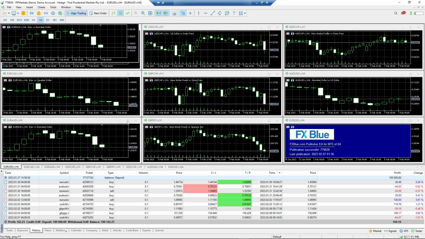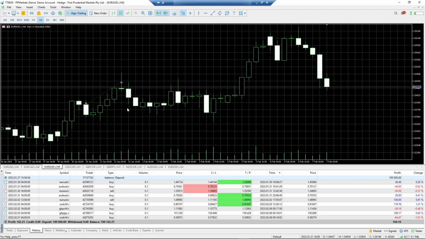Euro AUD, let's have a look at that one. This one here went the wrong way, so this was actually a sell, and we continued up, and the stop loss basically kicked us out at the end of the day, and that was all fine. Unfortunately, we didn't see a new entry on the top of the Euro AUD here.